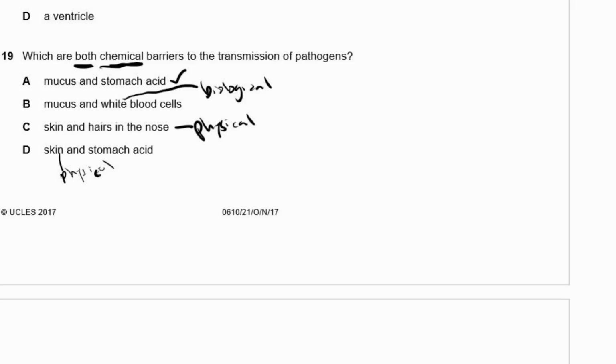Okay, sorry, the writing is terrible. That's on this one, physical barrier. Stomach acid, yes, that's a chemical barrier. So the answer to this question is A.